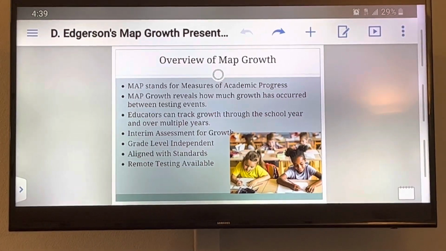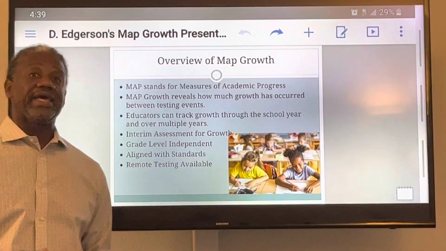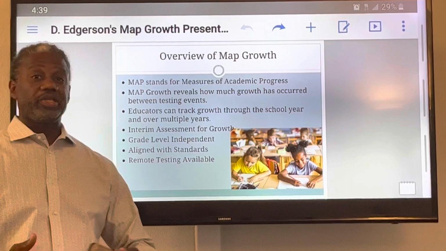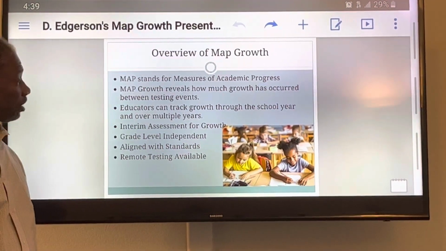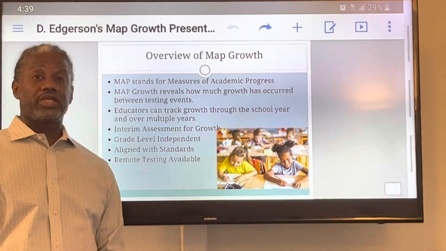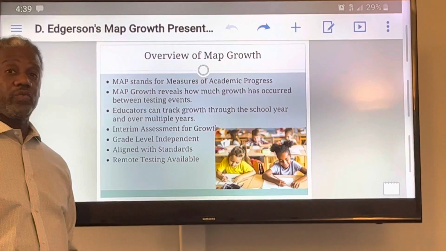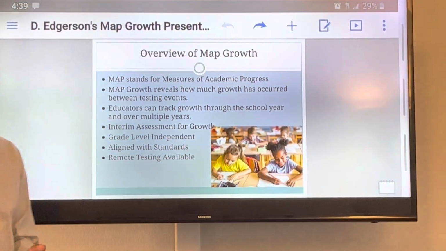MAP Growth does this by providing interim assessments for growth, and students are tested on grade level, so there's no competing with different grade levels. The assessments are aligned with state standards as well as Common Core standards. Also, in the event that we have a school shutdown, remote testing is available as well.